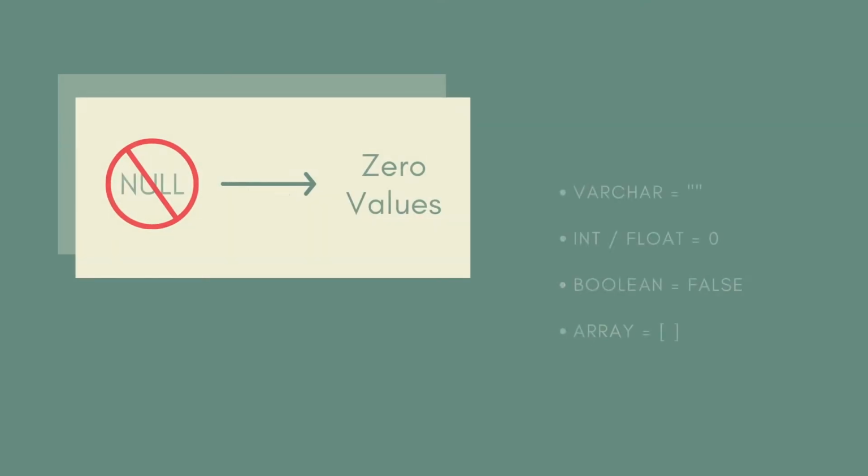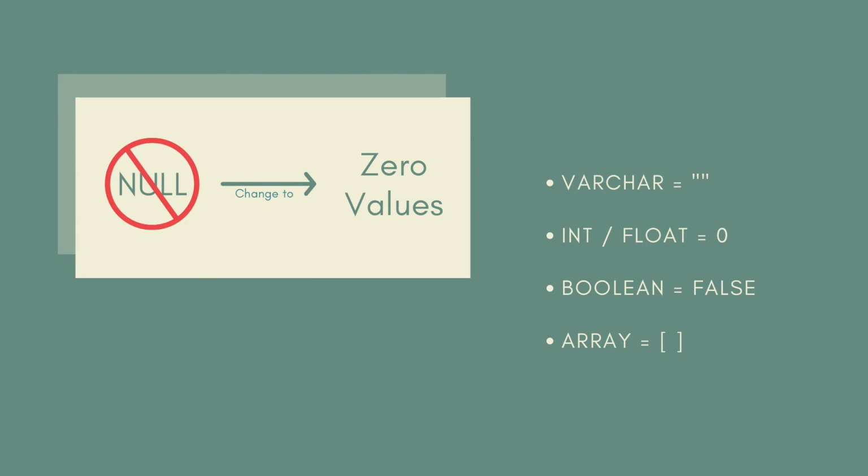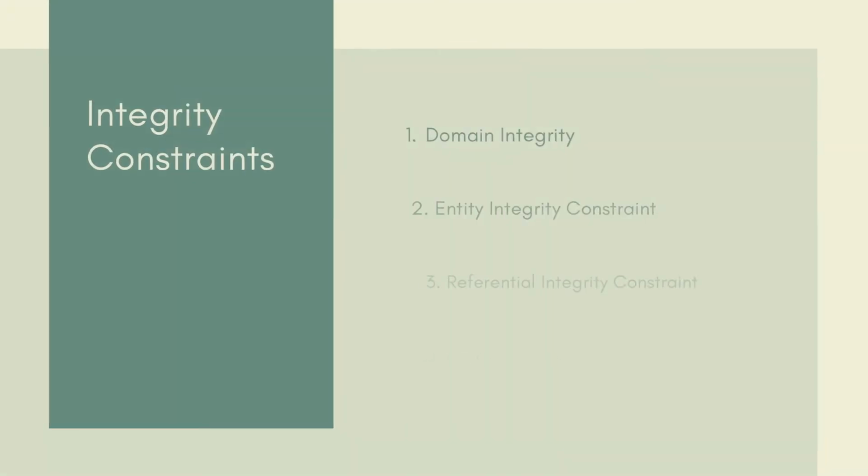Null values are also prevented. Instead of null, we use 0 values. That means, for varchar, it's an empty string. For integers and floats, it's a 0. For Boolean, it's a false, and for arrays, it's an empty array. Integrity constraints.